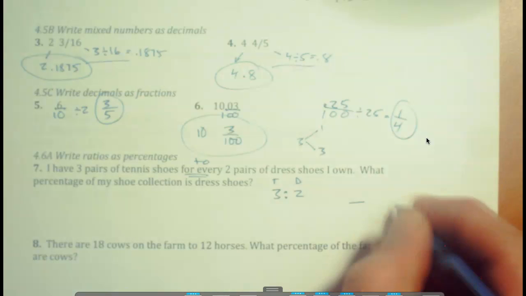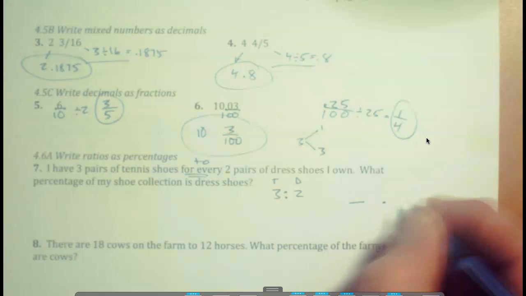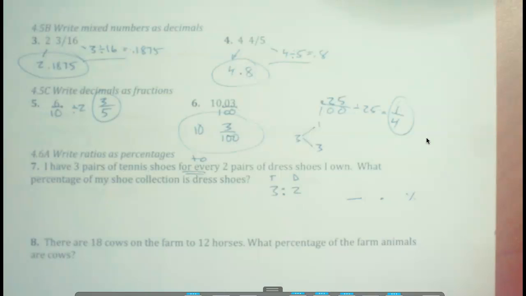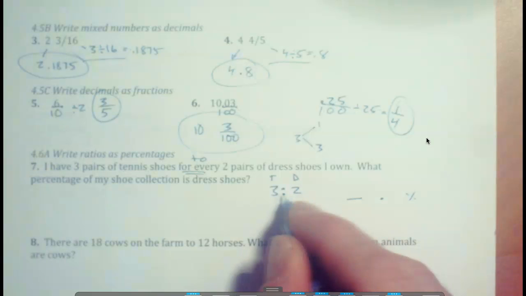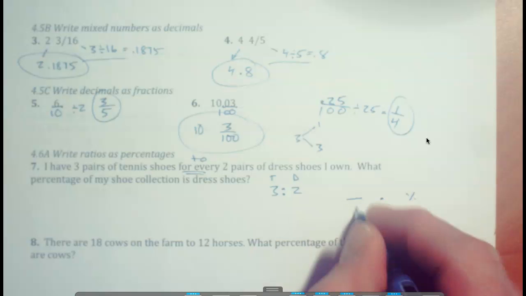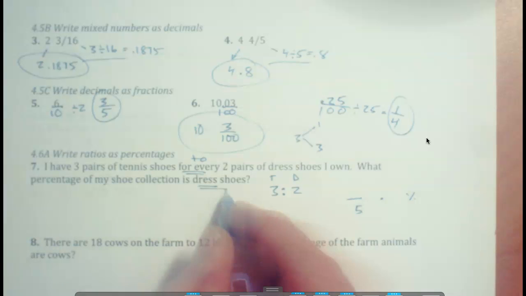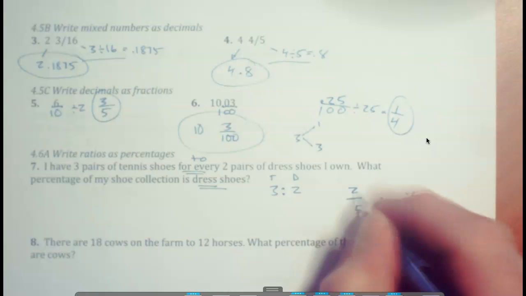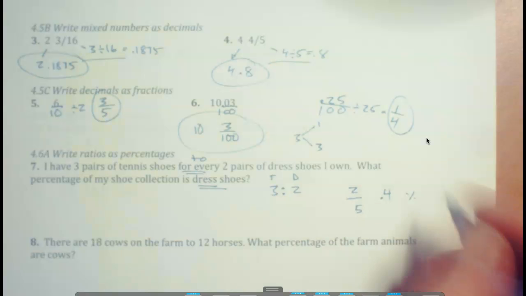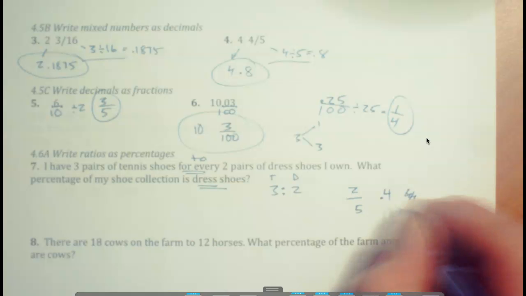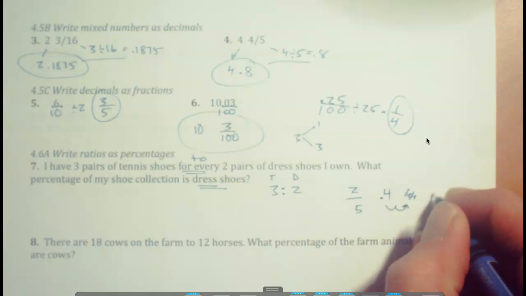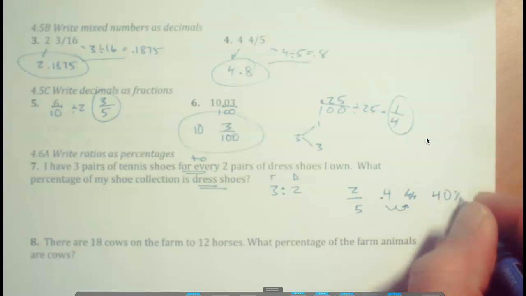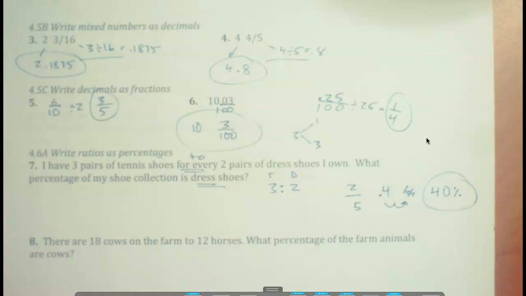Well, to get to a percentage, we need to get to a decimal. To get to a decimal, we need to get to a fraction. So 3 to 2 is our ratio. That means there's a total of 5 parts. We're looking for dress shoes. 2 pairs of the 5 pairs are dress shoes. So we're just going to go 2 divided by 5 in the calculator. We're going to get 0.4. Then we'll move that decimal 2 places and multiply by 100, and we'll get 40%. 40% of the shoe collection is dress shoes.